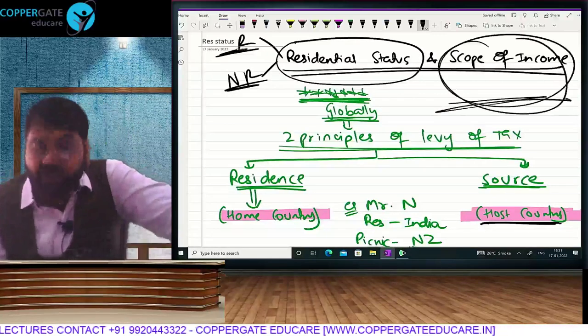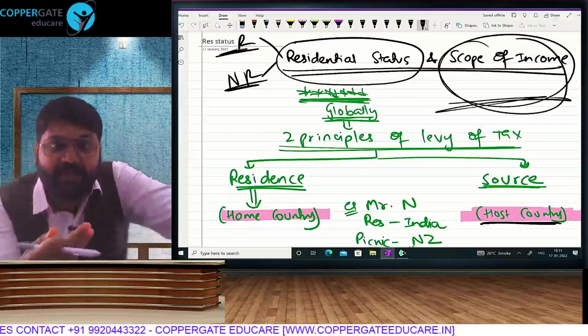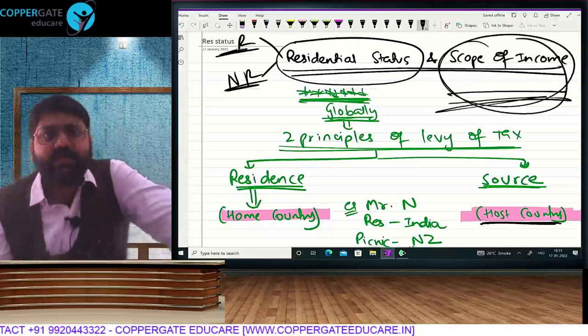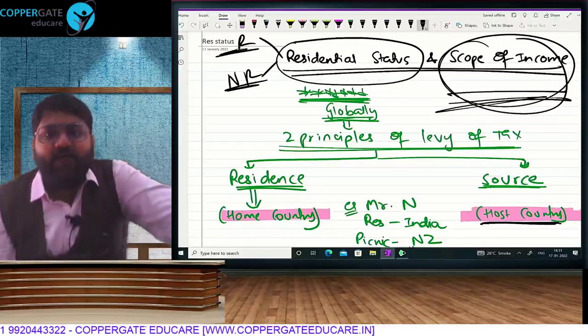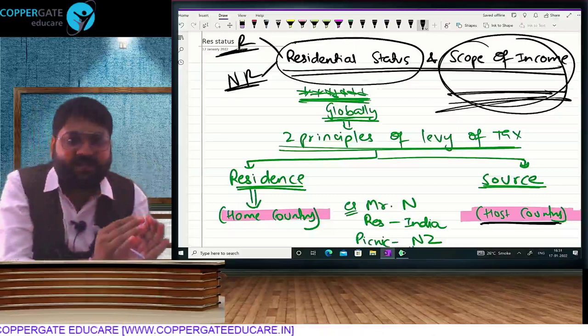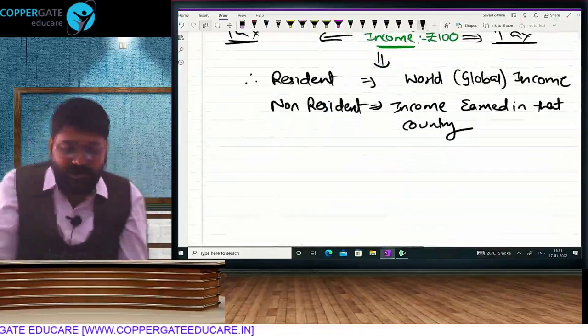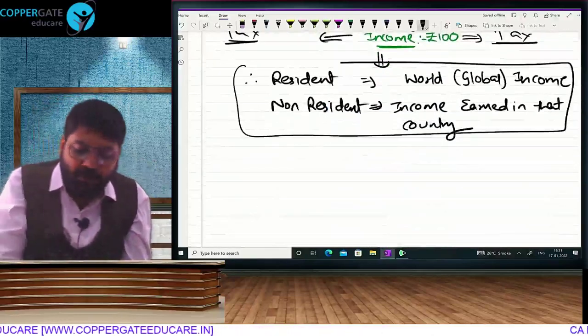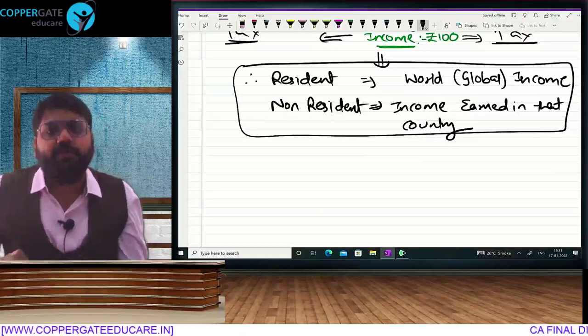What is under scope of total income? What are we going to learn? What I am speaking right now. Resident, scope is world income. And non-resident, scope is Indian income. That is scope of total income. So once you understand residential status, the other part is this. This is scope of total income in short for you.